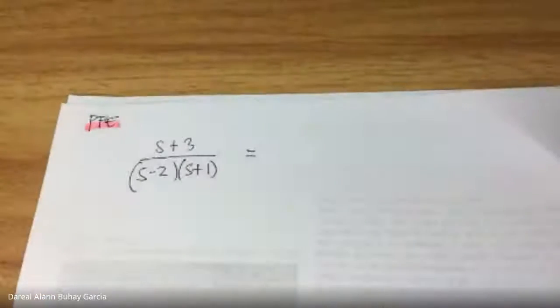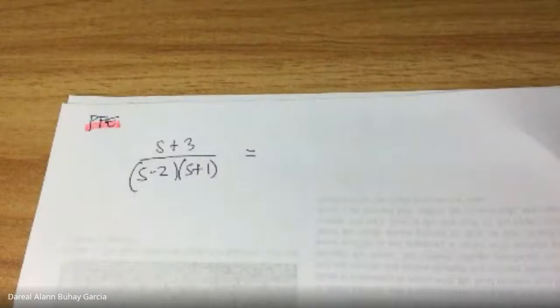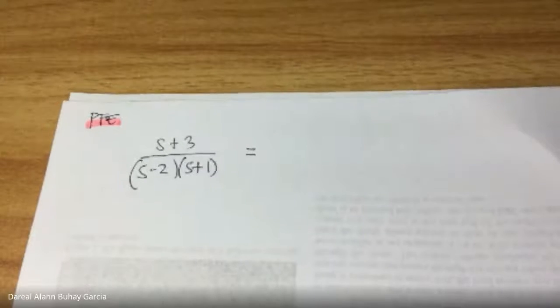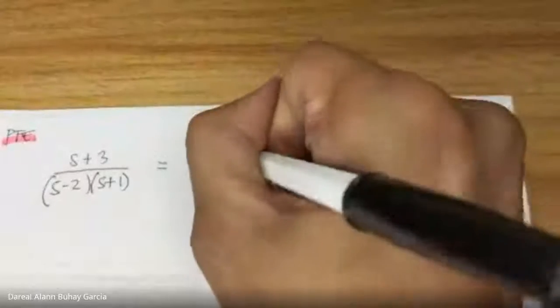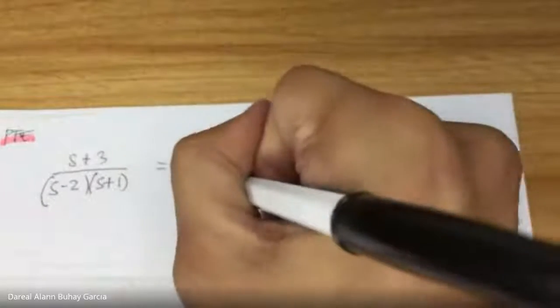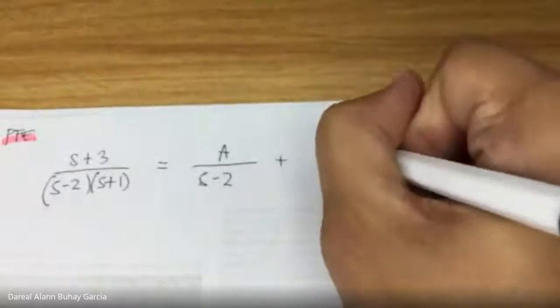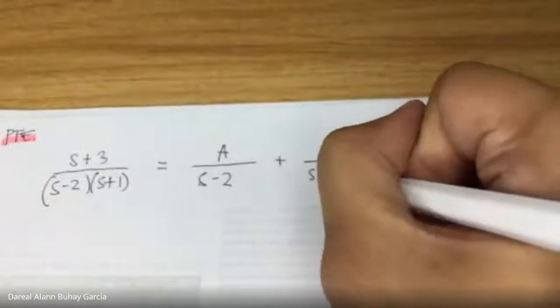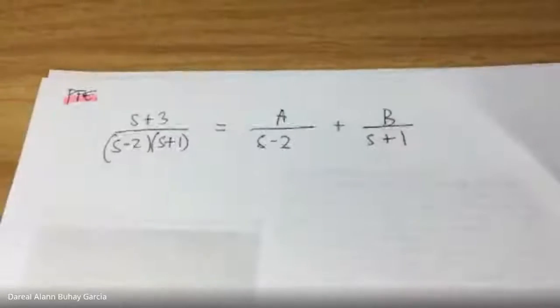So, this is the partial fraction. The form is A over S minus 2 and B over S plus 1. Okay.